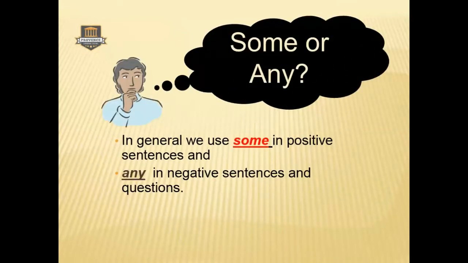Okay? The main target is some or any. When do we use some and when do we use any? In general, we use some in positive sentences, but any we use in negative sentences and questions. So whenever I have not in the sentence, I use any. I cannot use some. Whenever I have a question, I use any. I cannot use some.